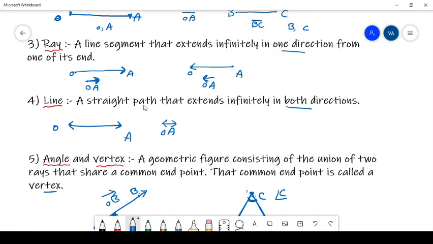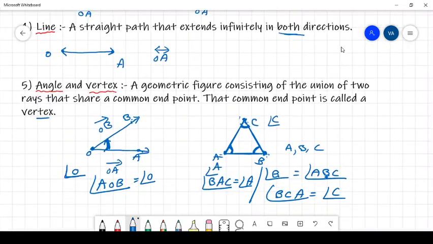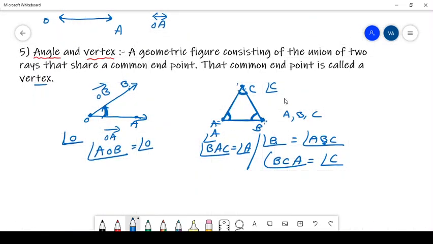నెక్స్ట్ లైన్, a straight path that extends infinitely in both directions. ఇందాక రే అన్నప్పుడు extends infinitely only in one direction. In line, extends infinitely in both directions, అంటే 2 sides left to right extend అవుతుంటే that is the line. Angle అన్నప్పుడు ఏంటి, a geometrical figure consisting of the union of 2 rays that share a common end point. That common end point is called a vertex.